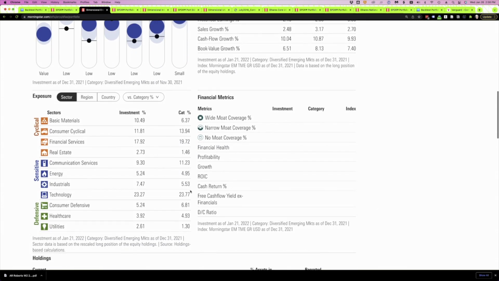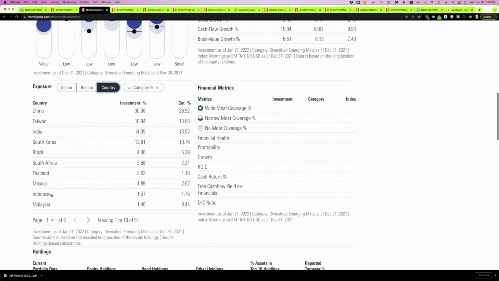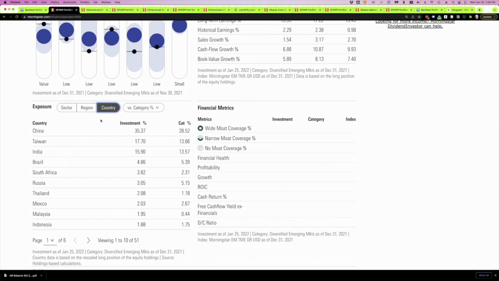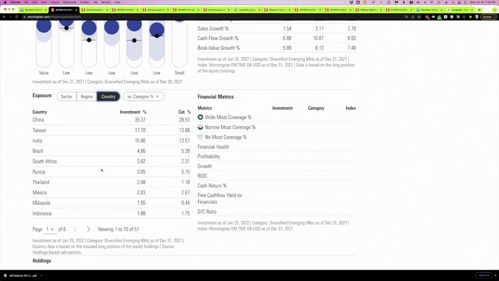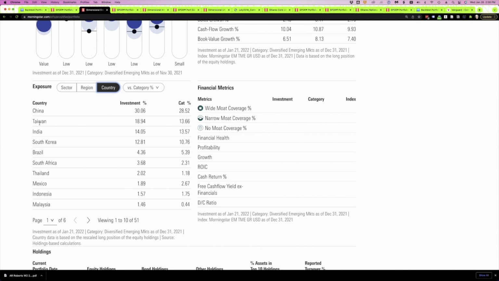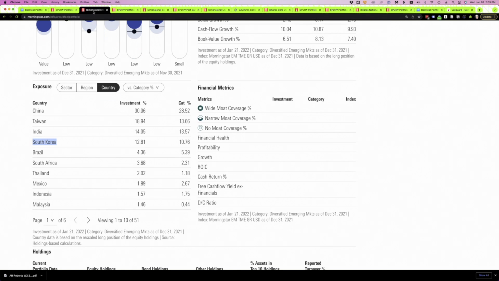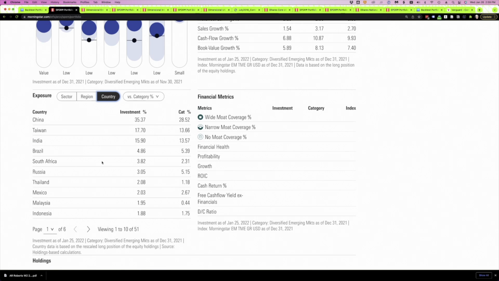In this kind of fund, I also want to see country exposure. So here it is. This is Dimensional. And here is SPDR. You see China, Taiwan, India, very similar. Probably the big difference is South Korea. The Dimensional fund has almost 13% in South Korea. The SPDR fund actually doesn't have any. So I don't know if having South Korean exposure is important to you. Maybe you'd pick Dimensional over the SPDR fund.